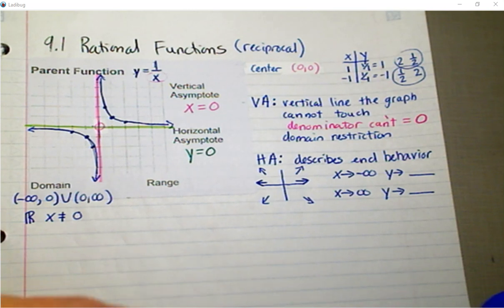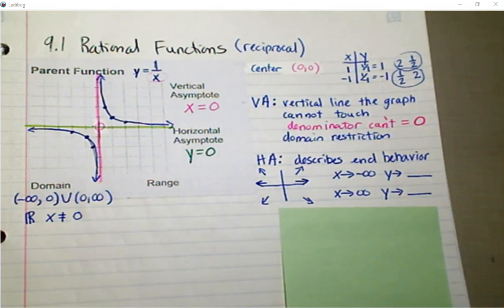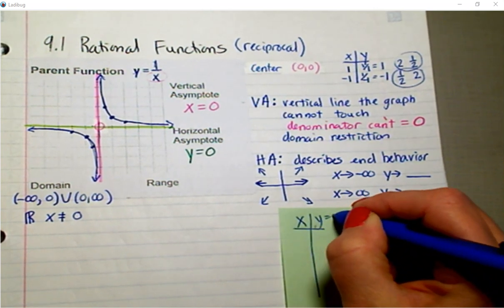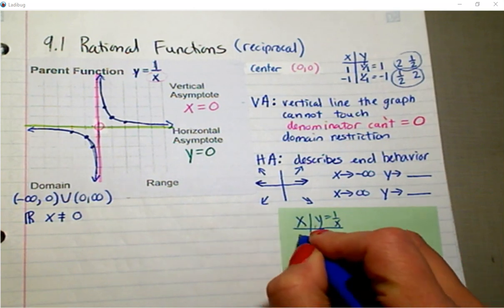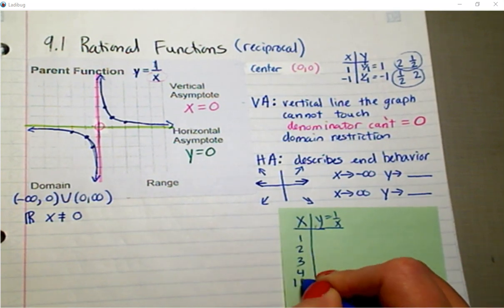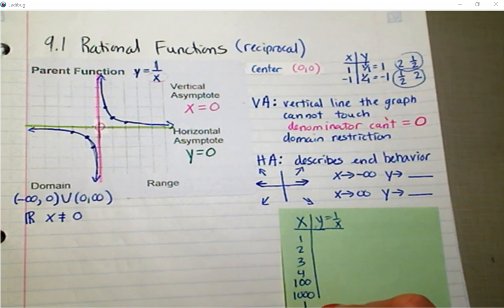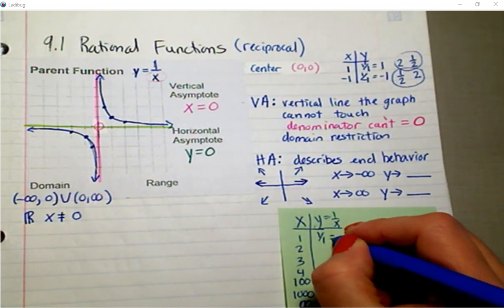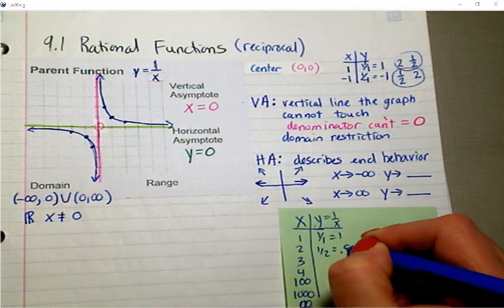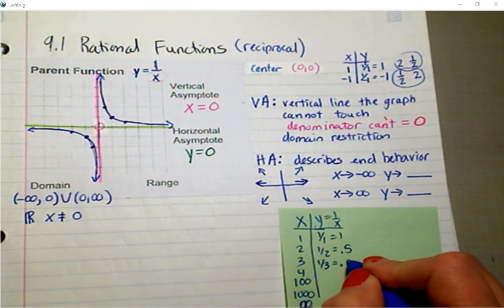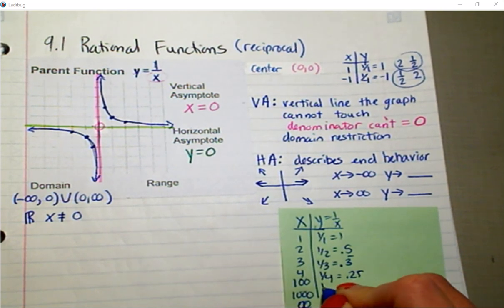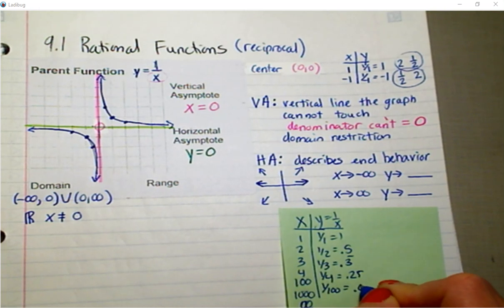I'm just going to go in one direction here. I want to save space. So we have x and we have y equals 1 over x. And if I keep plugging in numbers, I get 1 over 1 is 1. 1 over 2 is 0.5. 1 over 3 is 0.3 repeating. 1 over 4 is 0.25. 1 over 100 is 0.01.